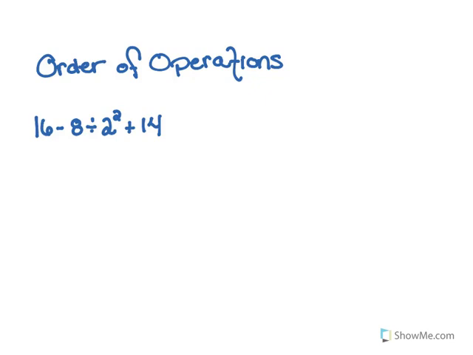Okay, right now we're going to go over how to evaluate an expression using the order of operations. Remember, we're going to use parentheses and any grouping symbols first, exponents next, then multiplication and division from left to right, and addition and subtraction from left to right as well.